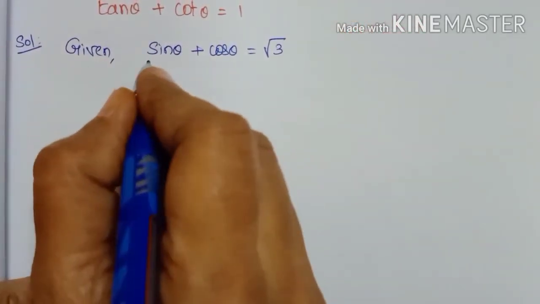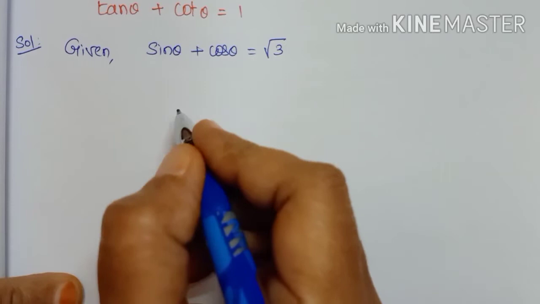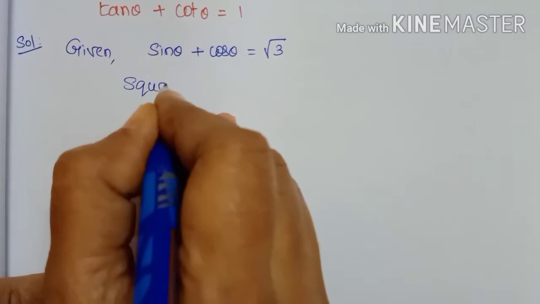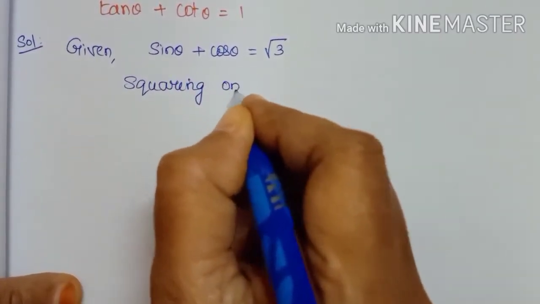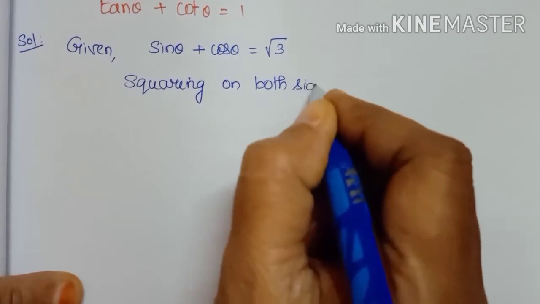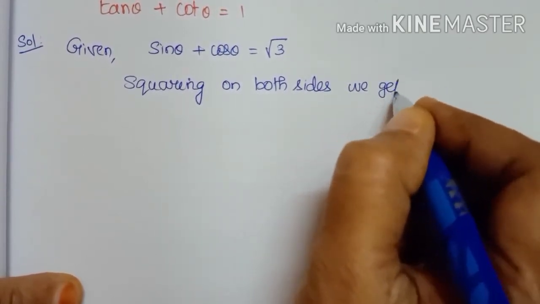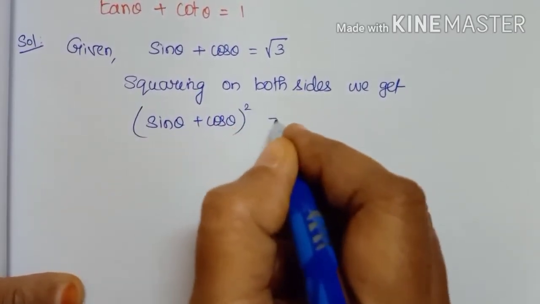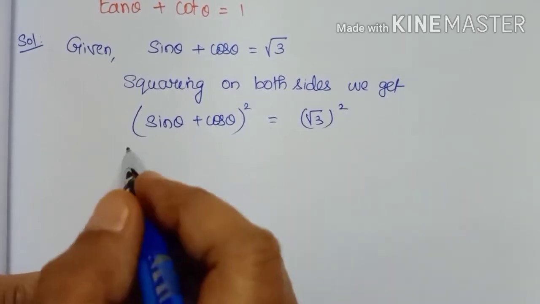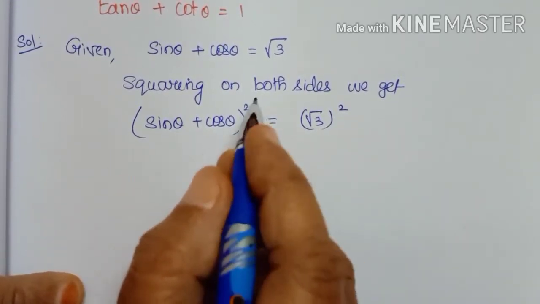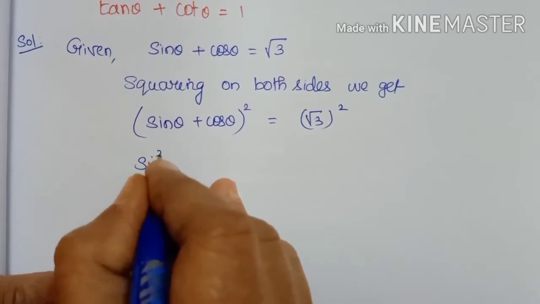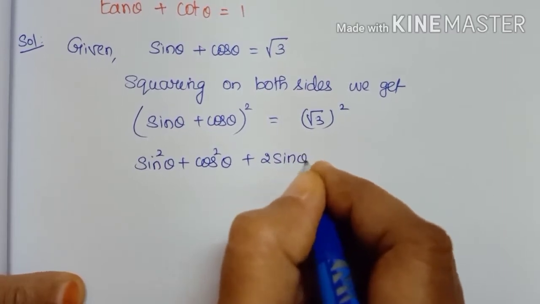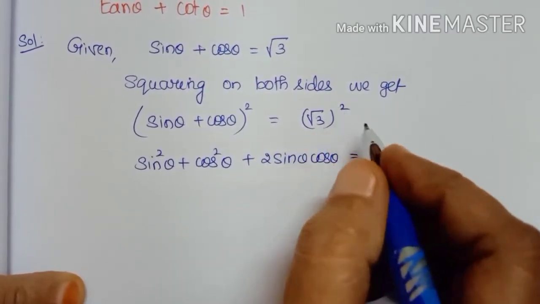First, from this given value, I am going to calculate some other value. See, sin theta plus cos theta is equal to root 3. Squaring on both sides, you will get sin theta plus cos theta the whole squared is equal to root 3 the whole squared. Here we can use the formula a plus b the whole squared. That is sin squared theta plus cos squared theta plus 2 sin theta cos theta, equal to root 3 the whole squared, which is 3.